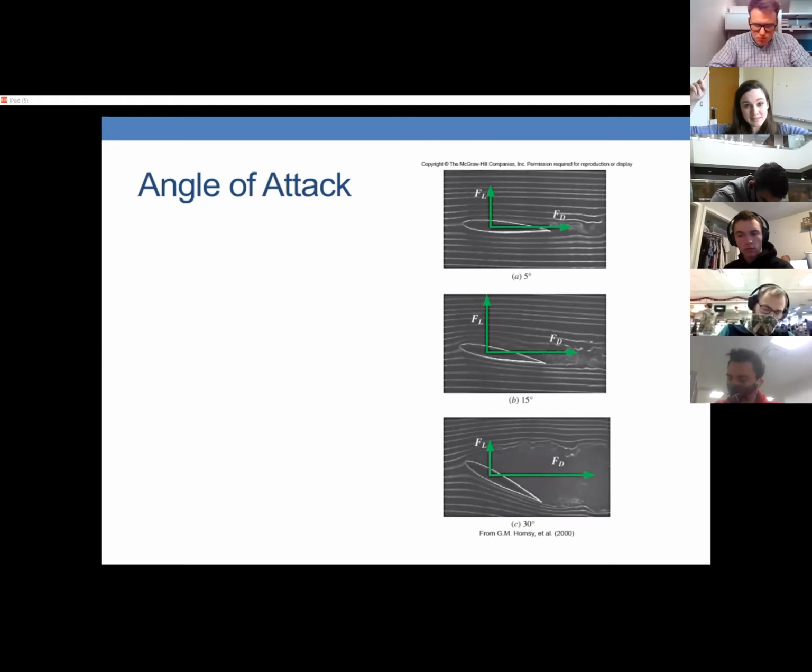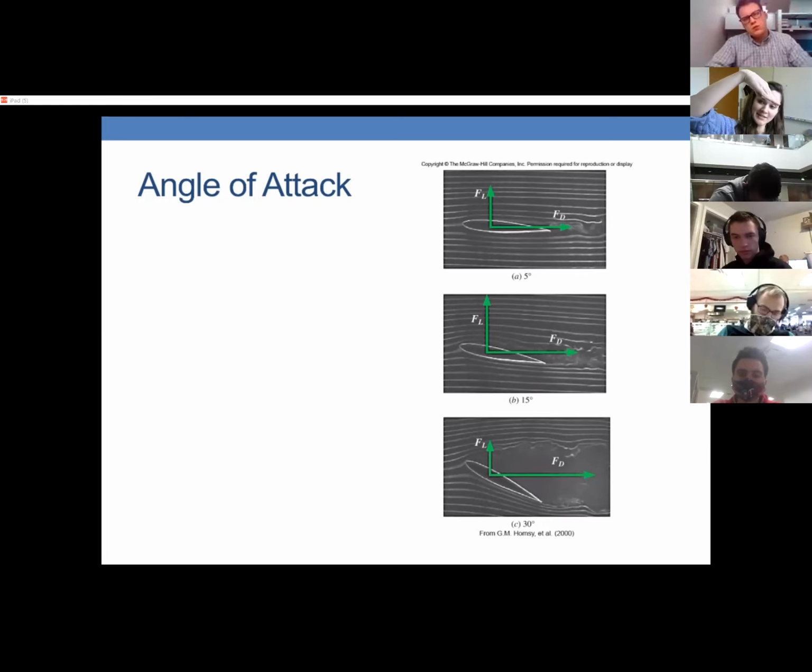I want you to imagine that you are driving in a car. You're in the passenger seat, right? The window is open, you stick your hand out, and then you go like this. So when you're doing that, your hand is out the window of the car. When your hand is like this, what do you feel on your hand? Lift. Yes, you feel it pushing your hand up.